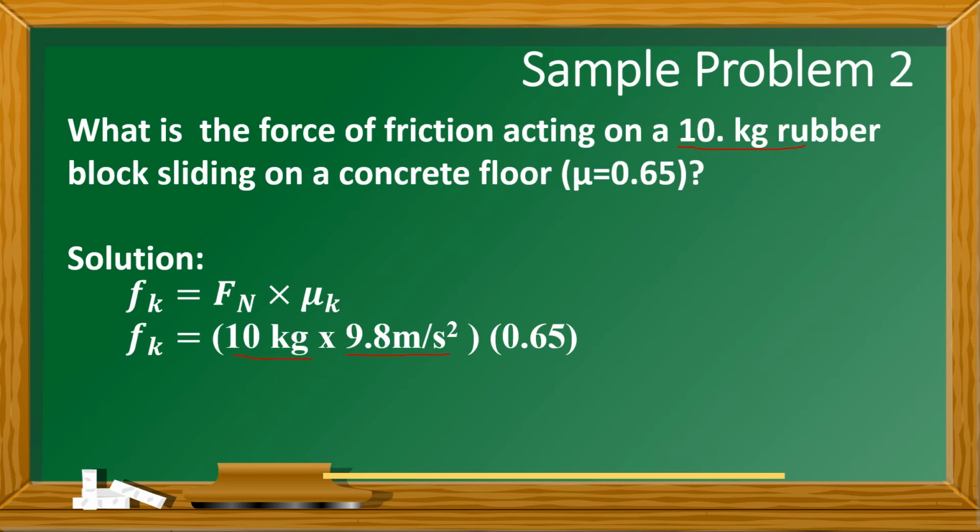In the problem, our coefficient is equal to 0.65. Solving, 10 times 9.8 gives 98 newtons, multiplied by our kinetic coefficient. So 98 newtons times 0.65 gives a kinetic friction of about 64 newtons.